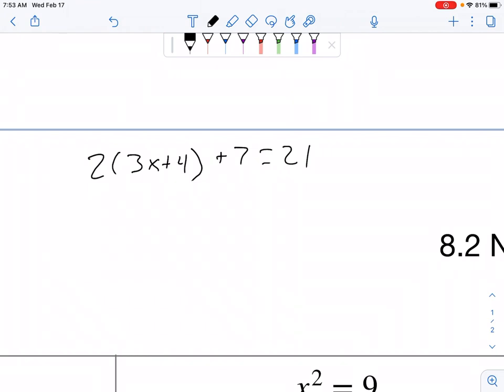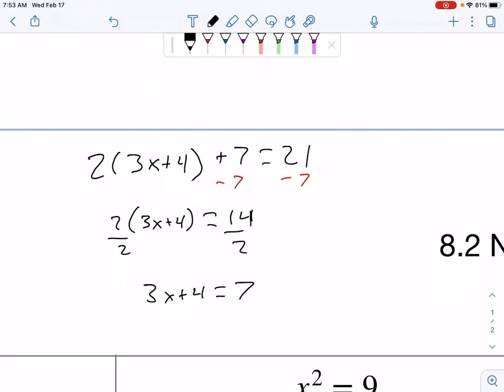There are a few different ways that we could approach this. We could clear this 7 and this 2, and we're going to work on doing this later, by subtracting the 7 from both sides first. Then we would have 2 times (3x plus 4) equals 14. Then we divide both sides by 2 and get 3x plus 4 equals 7. Then I would subtract 4 from both sides so that 3x equals 3, and then I divide by 3 to find that x equals 1. Okay, so that's just solving an equation. That's one way to do it.